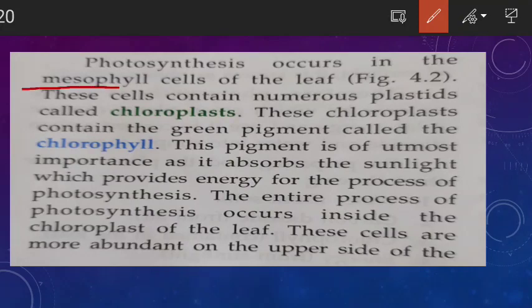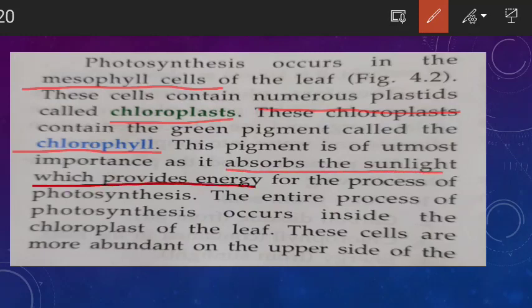So in leaf it occurs in mesophyll cells. Clear? And these mesophyll cells contain numerous plastids called as what? Chloroplast. And these chloroplasts contain the green pigment. What is the name of the green pigment? Chlorophyll. And this pigment is very, very important for the process of photosynthesis. Why? Because this pigment absorbs the sunlight, which provides energy for the process of photosynthesis.